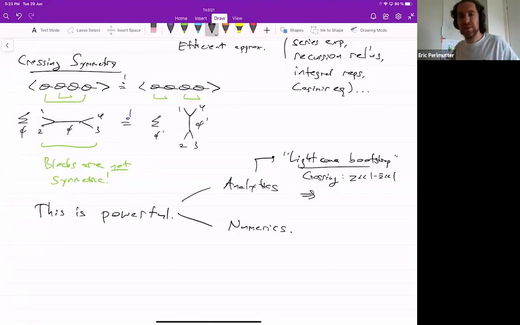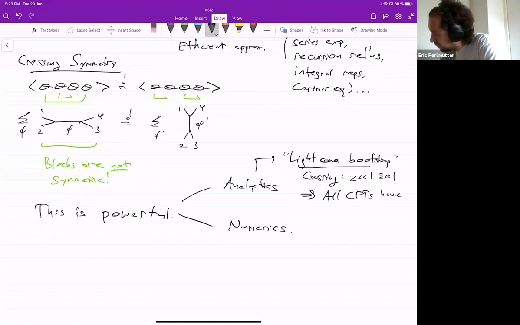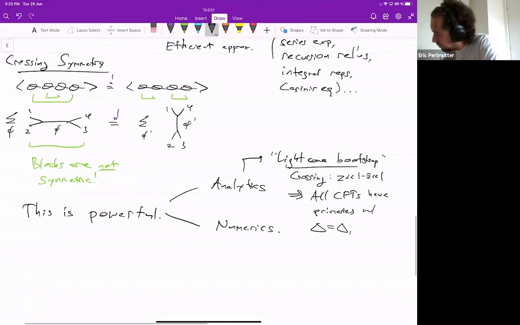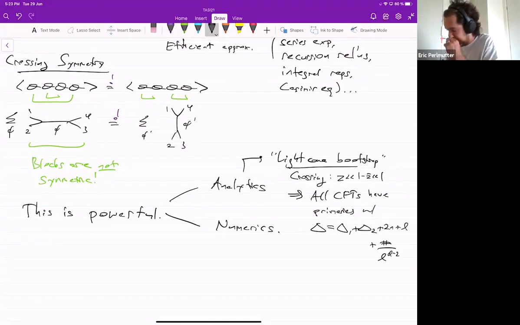Suffice it to say for now that the main conclusion is that if you have operators O1 and O2 in your CFT, then the CFT also has an infinite tower of other operators, which are primaries, which have dimensions delta equals delta 1 plus delta 2 plus 2n plus L, where L is the spin, plus some number over L to the d minus 2, and L becoming asymptotically large.